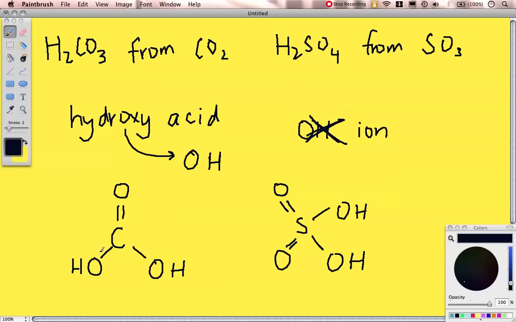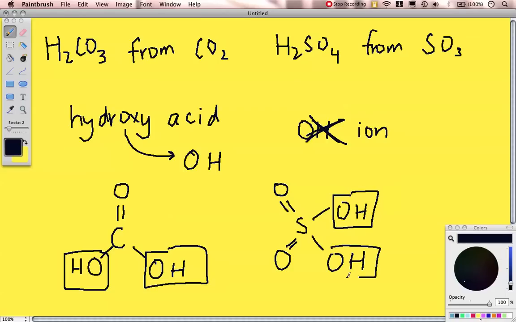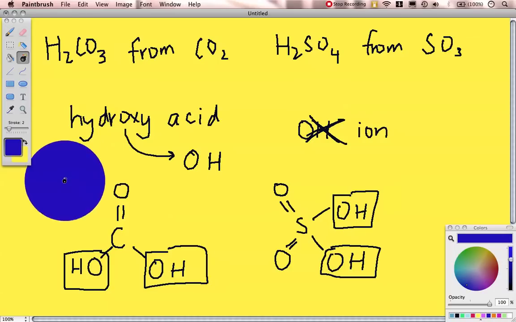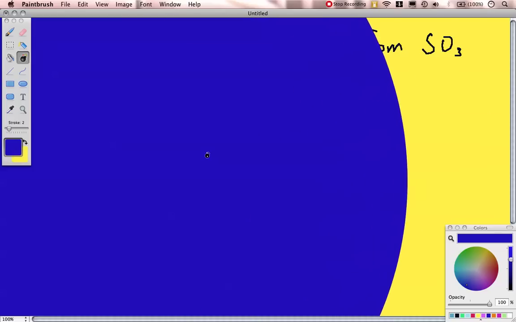So guys, you can see here carbonic acid has got 2 hydroxy groups, and sulfuric acid also has got 2 hydroxy groups. So that's just something that these acids have in common, and you would need to be able to demonstrate that, guys, so learn how to draw those structures.